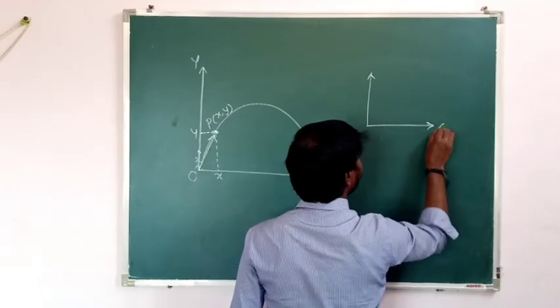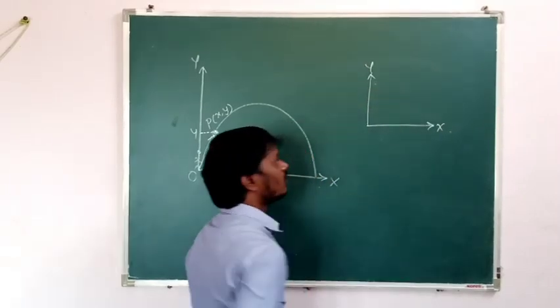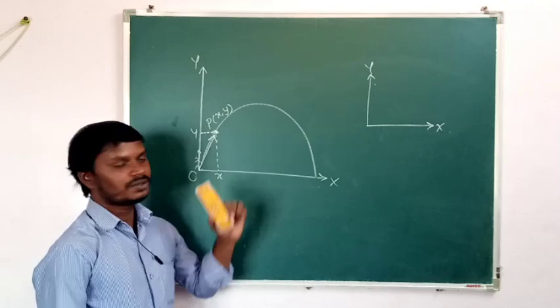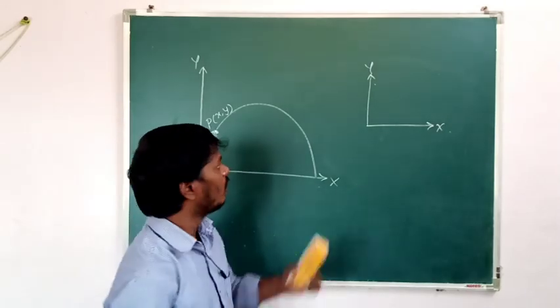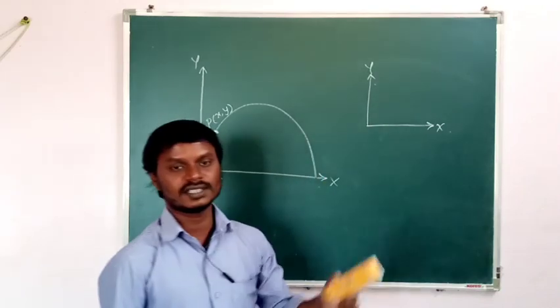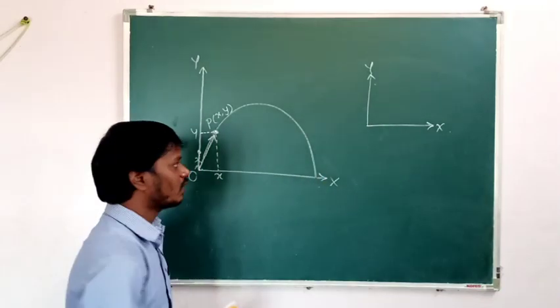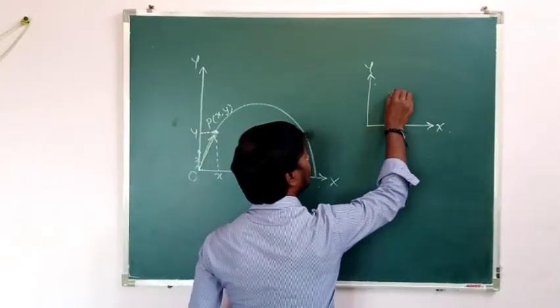It is the x-axis and it is the y-axis. Along the positive x-axis we are going to take the unit vector positive i, and along the positive y-axis we are going to take the unit vector positive j. Then let us consider this is the position of the shot put.